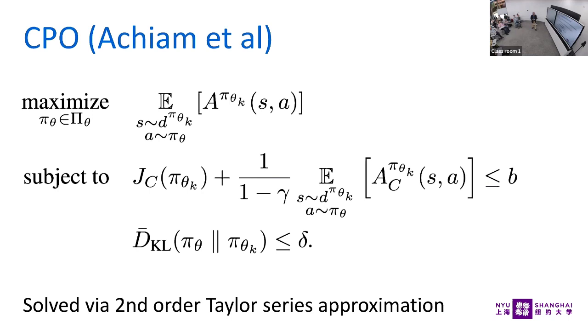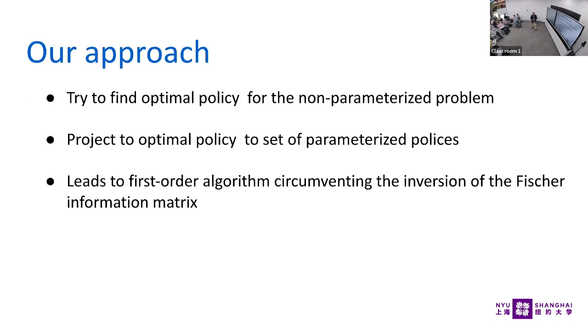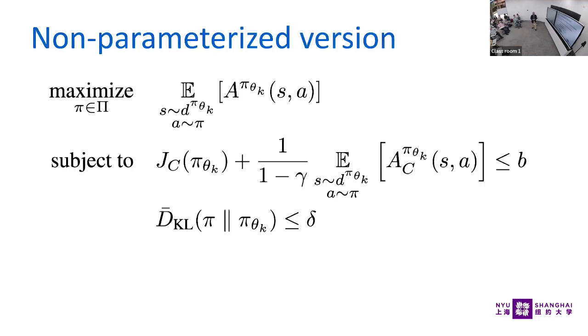And so our approach is to instead try to find the optimal policy in the non-parameterized setting. So forget about the neural networks. Try to find the optimal policy in a non-parameterized setting. Project the optimal policy to the neural network, because in the end, we're going to need to have a neural network here. And then this is going to lead to a first order algorithm circumventing the inversion of the Fisher information matrix. Very quickly, how's that done? Here's the same problem, but now we remove the theta. So it's a non-parameterized version of the problem.